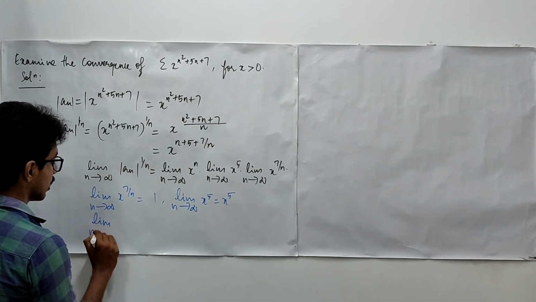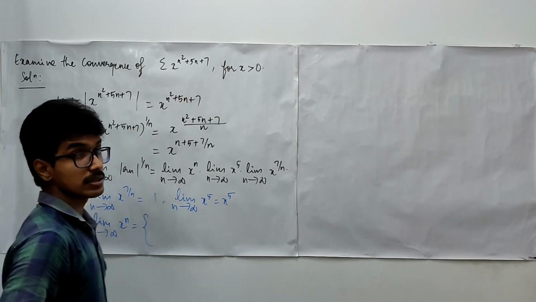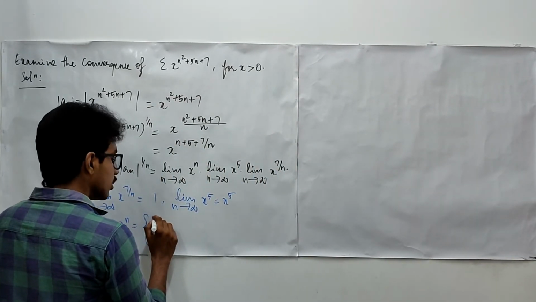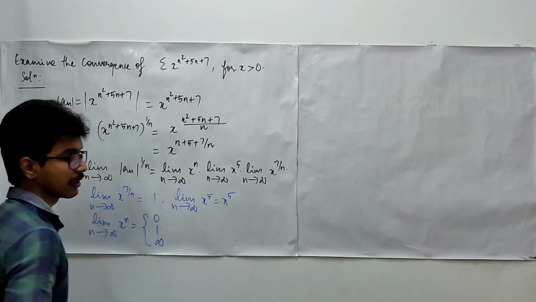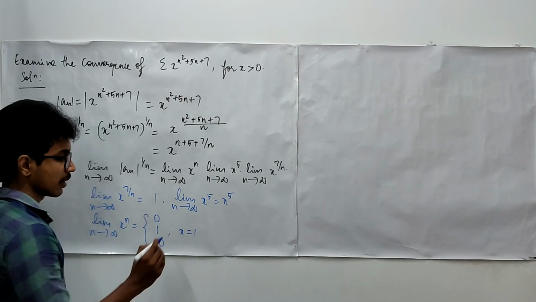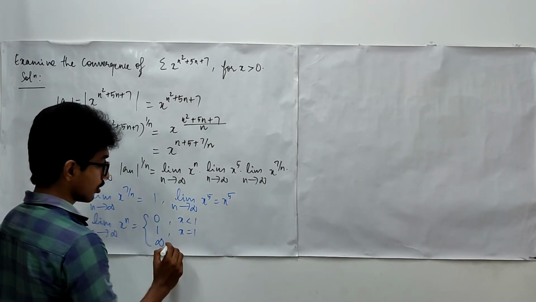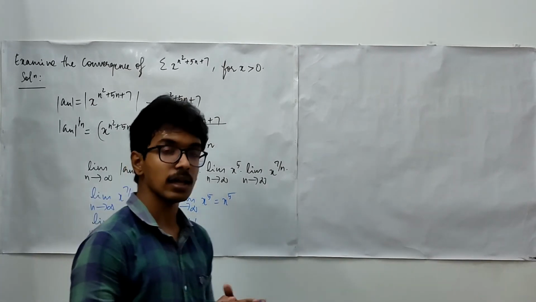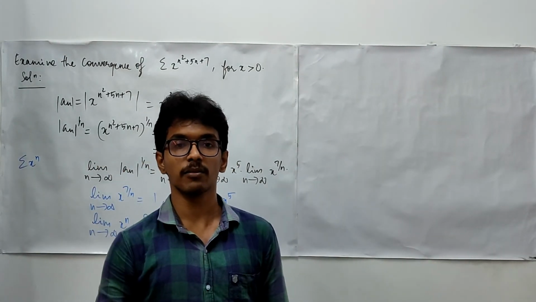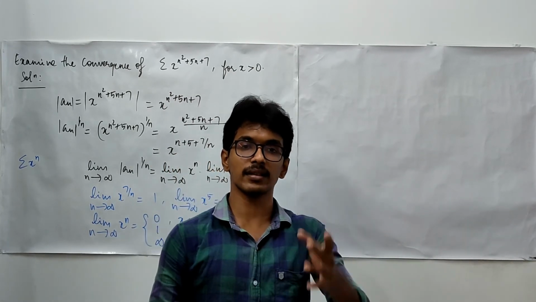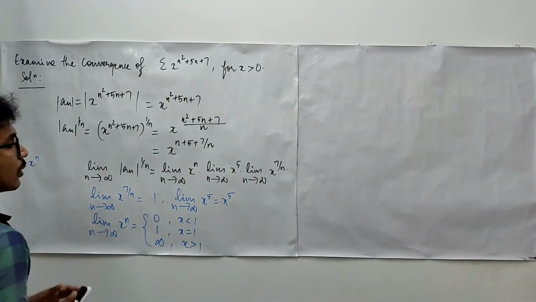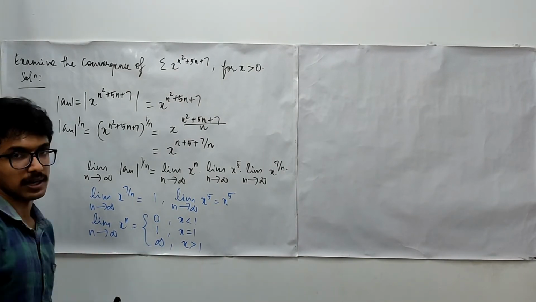And limit n approaches infinity x power n, this value will depend on the value of x. This may be 0, this may be 1 or infinity based on the value of x. If your x value is 1, you are going to have 1. If your x value is smaller than 1, you are going to get 0. If your x value is bigger than 1, you are going to get infinity. This we have seen already, since summation x power n converges if x lies between minus 1 and 1, and for all other cases you are going to get divergence. This is what we have seen already while checking the convergence of this series. The same thing applies here.